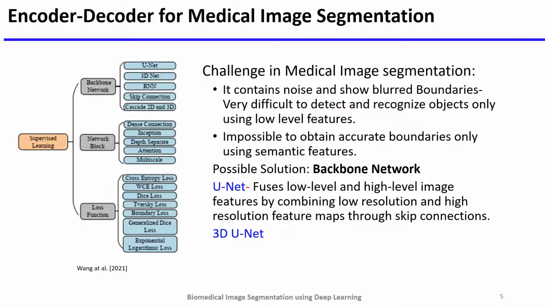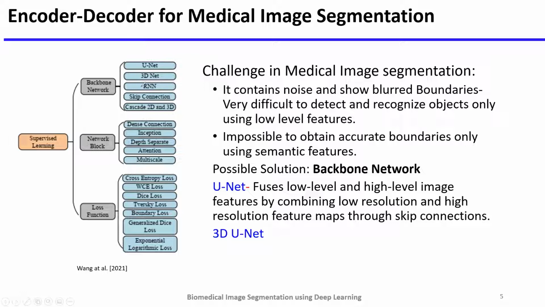This whole architecture can be categorized based on the different variations. In this case, there are three important components: the backbone network, the block, and the loss functions, which are very, very important to design an encoder decoder in medical image segmentation.